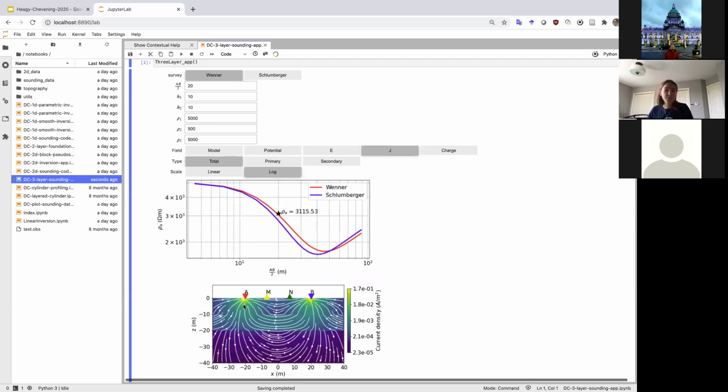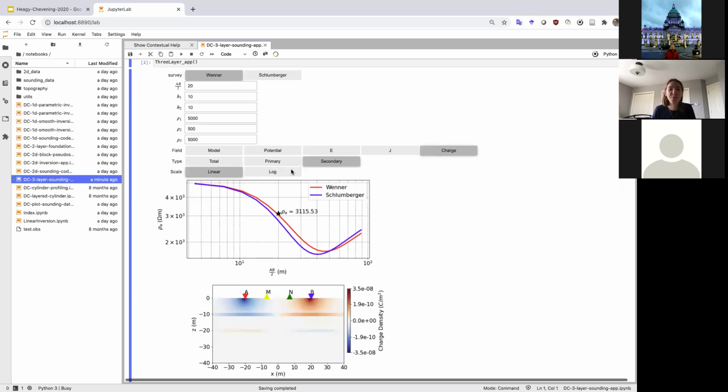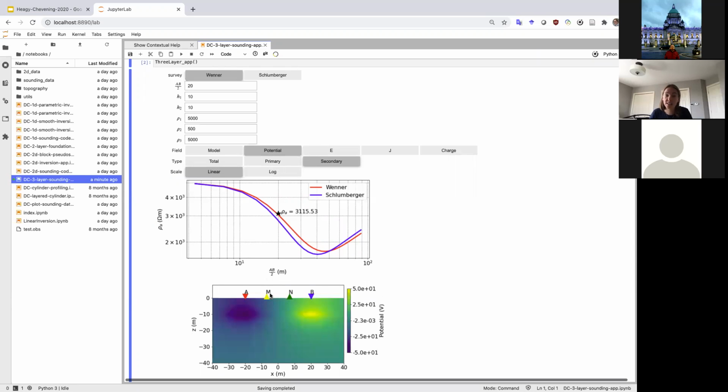So in this case, you can see that there's a bit of a concentration of currents in this conductive layer. Currents preferentially will flow through conductors, and you can see there's less of them that go into this deeper region because it's more resistive. That results in charges that are built up on the interfaces, and that is going to lead to secondary potentials. And those are actually the data that we measure here.